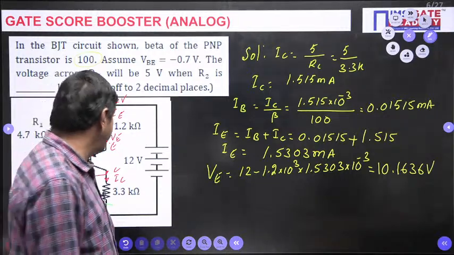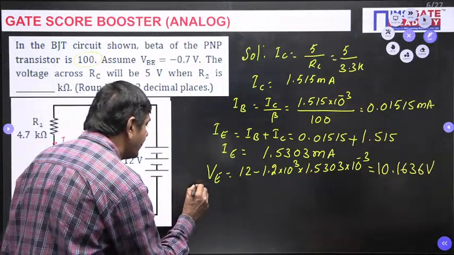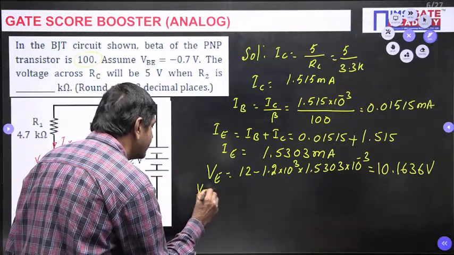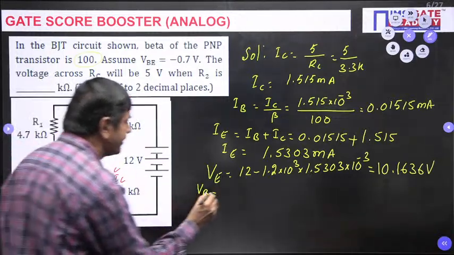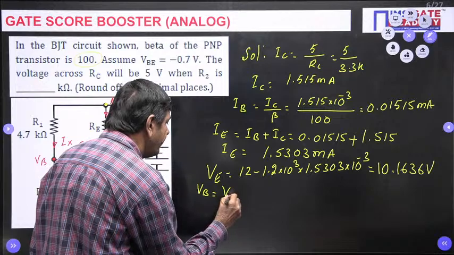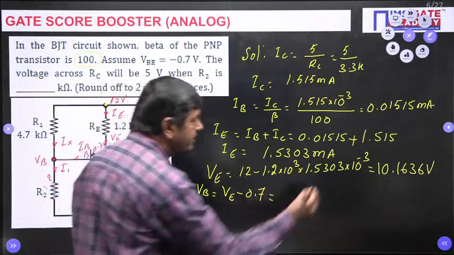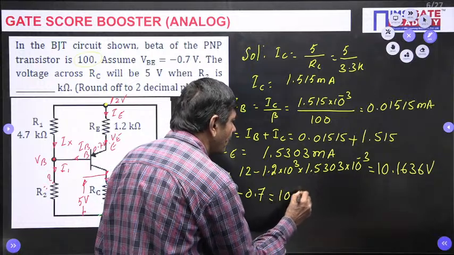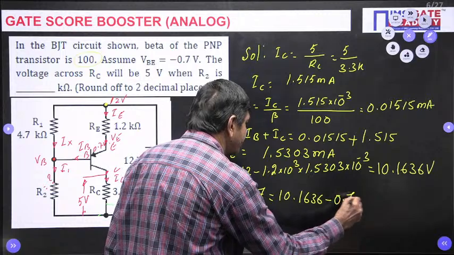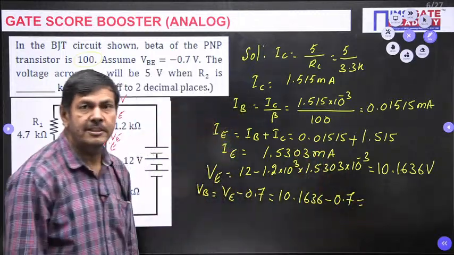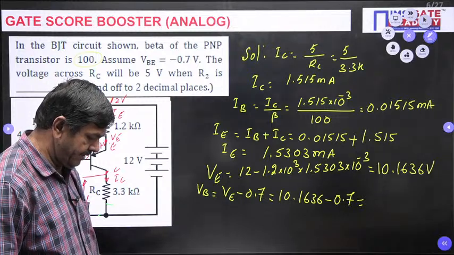By using this VE, I want to find the VB value, the base voltage. The base voltage is nothing but VE minus 0.7, no doubt. VE is 10.1636 minus 0.7. Now you can determine what its value is possible. I will give the value now.